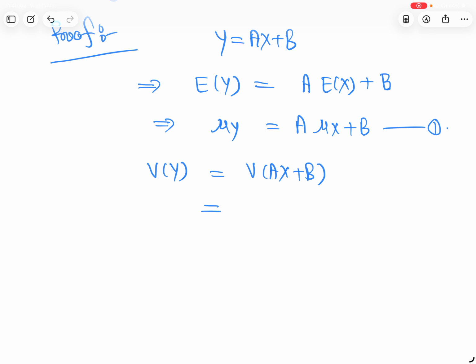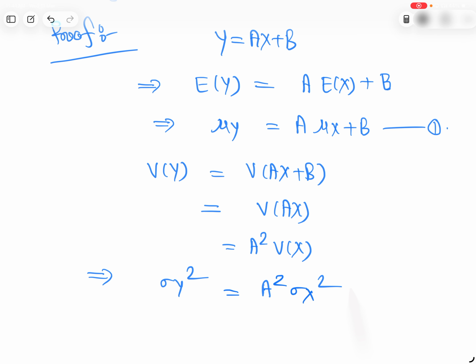I know that adding a constant will not affect variance. So it will be variance of ax, and the constant's square comes out of the variance: a square variance of x. So how do we write variance? Sigma y square is the variance. So this becomes a square, and this becomes sigma x square, because variance is sigma x square.